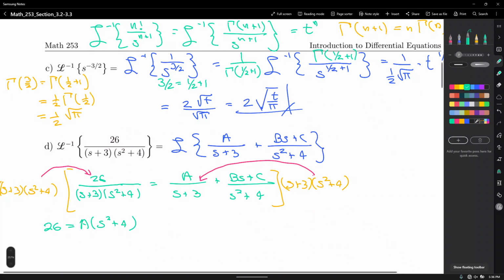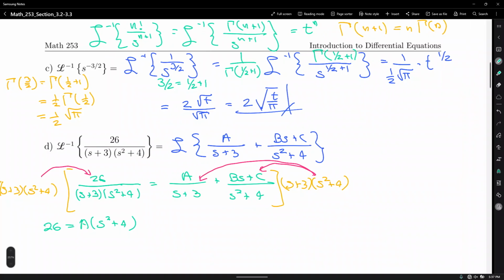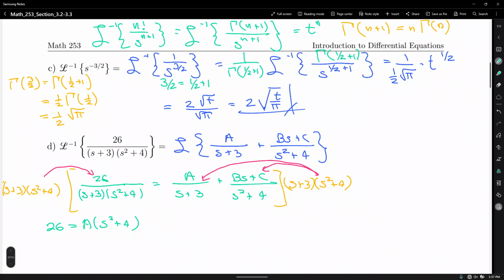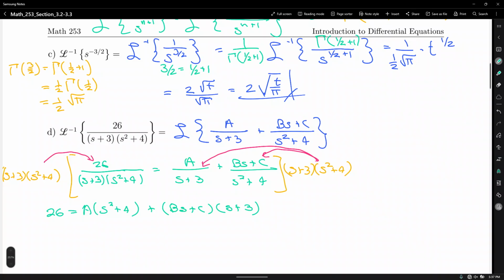Likewise, we're going to cancel s squared plus 4, ending up with bs plus c times s plus 3. Okay? So the second distribution, I'm going to repeat that. The second distribution cancels the s squared plus 4. Plus bs plus c times s plus 3. All right? And this is what we call a basic equation that we're going to use to find the coefficients a, b, and c.